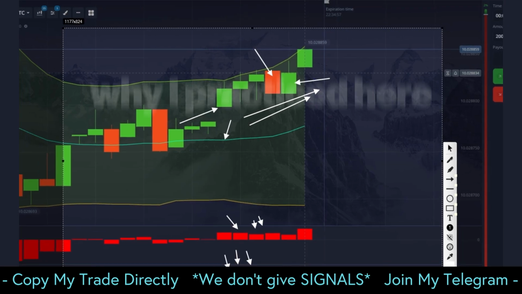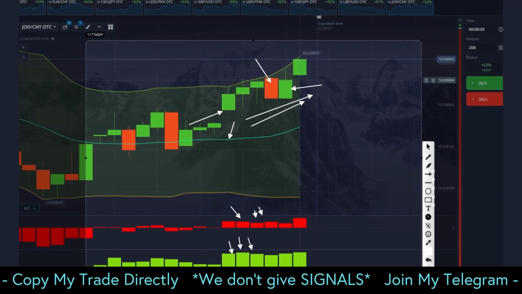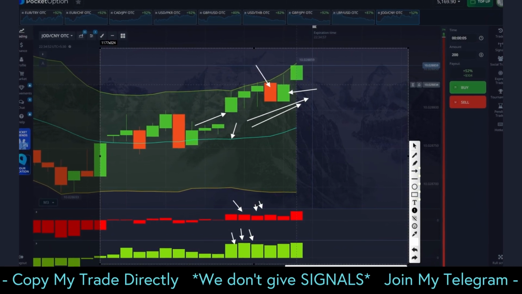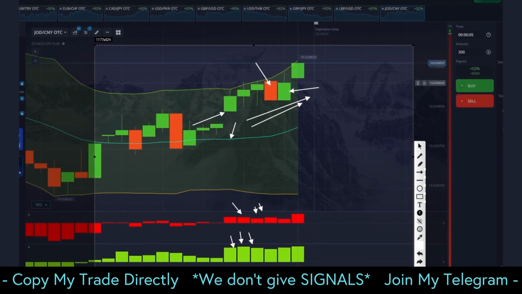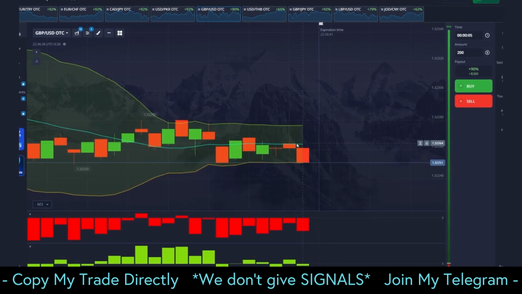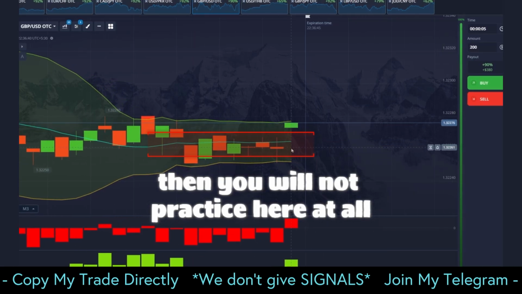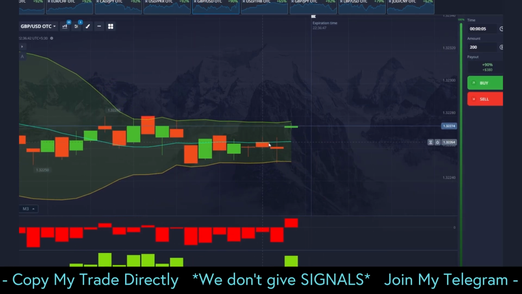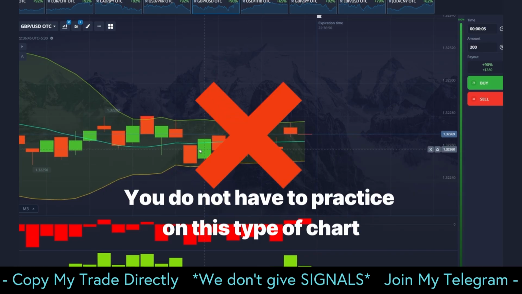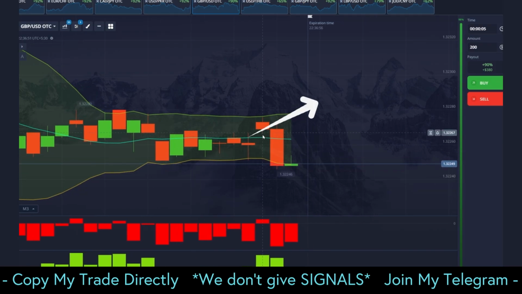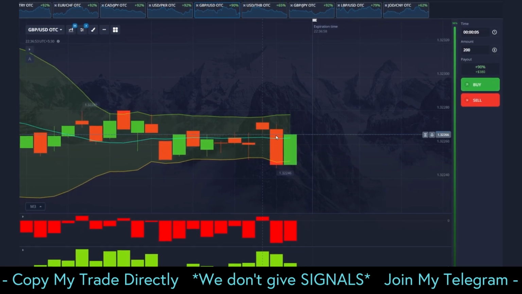So friends, I have told you why I practiced here. Now you must have understood this setup well. Now I will go and practice on some other chart on the basis of this setup. I told you that when the market is on the midline of this Bollinger Band, you will not practice here at all. You can see the reason for this. You do not have to practice on this type of chart because here the candles are being formed on its mid-band. Like here, it will be formed below the upper and lower band, so you can practice here.